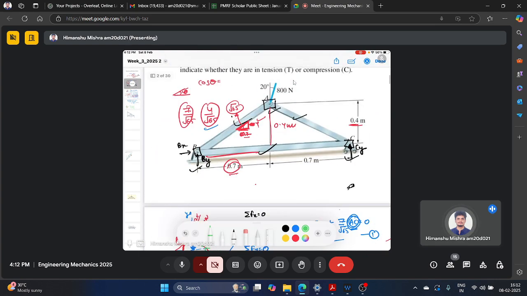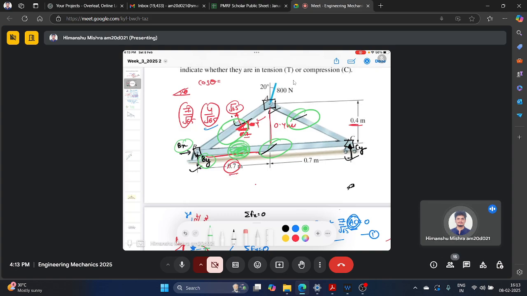So we got the force in this member and in this member. And we can now find the force in this member. So you can see, if you consider joint B, then you have to deal with Bx and By and force in this member.